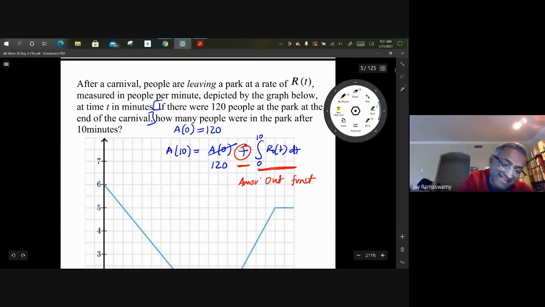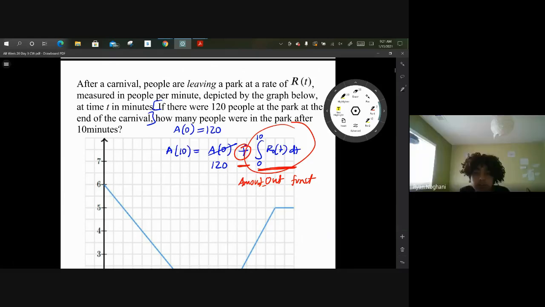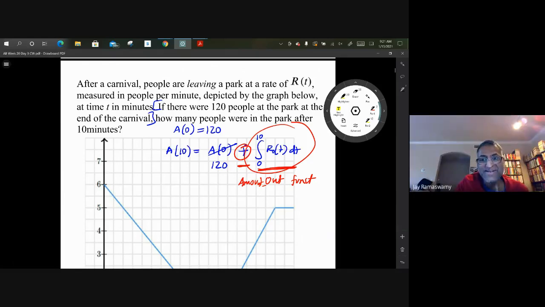Very good, Mr. Nagani. He looked at the context of the problem. It wasn't a trick question. It had to do with people leaving. Everybody, look at the board. If you do plus, aren't you saying people are entering the park? So please look at the context of the problem.